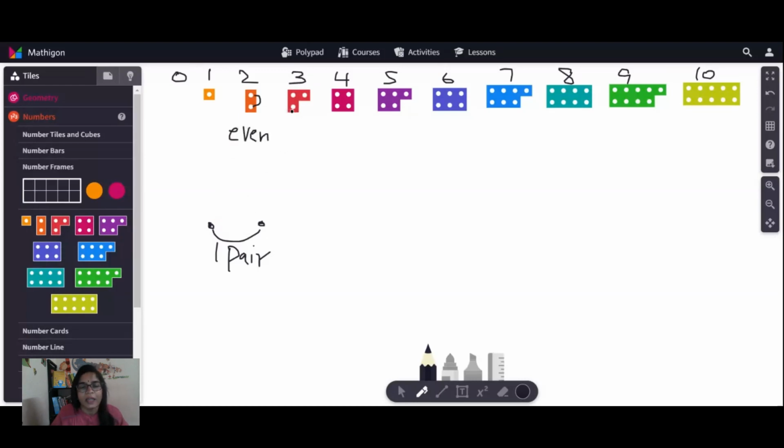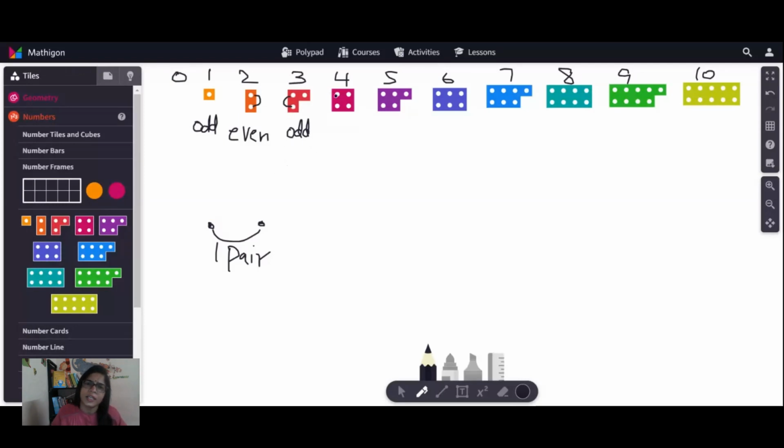And coming to 3 now, we see that this dot and this dot have friendship, like it's becoming a pair. But then this dot is alone, just like the 1, it is also alone. Correct? So we call such numbers which do not have a pair odd. And so this 3 also is an odd number because it does not have a pair.